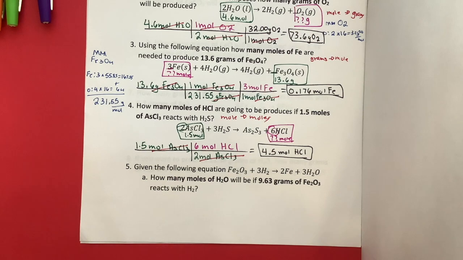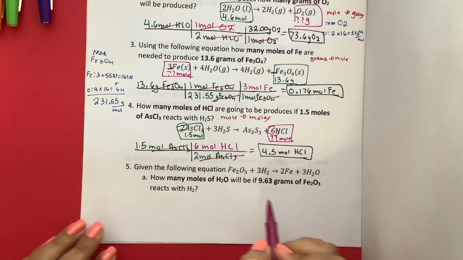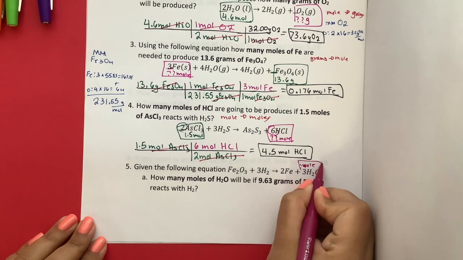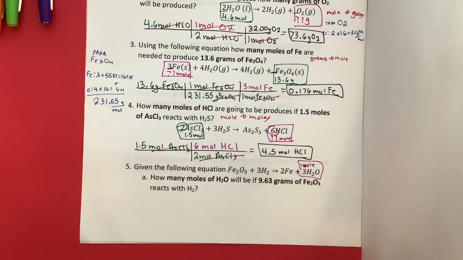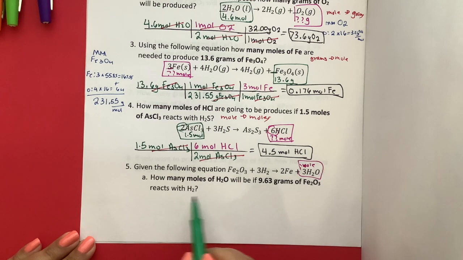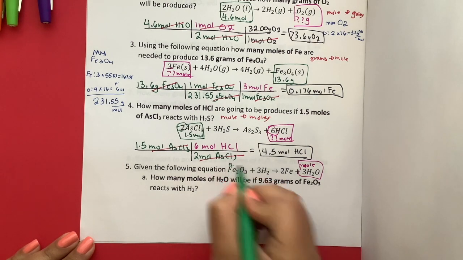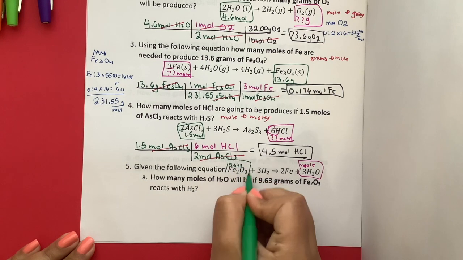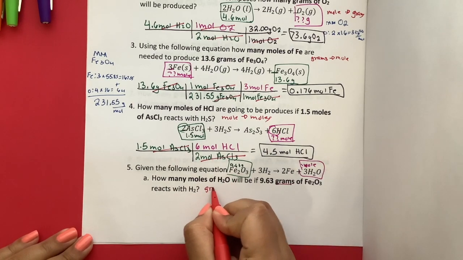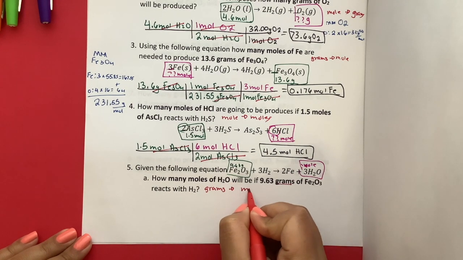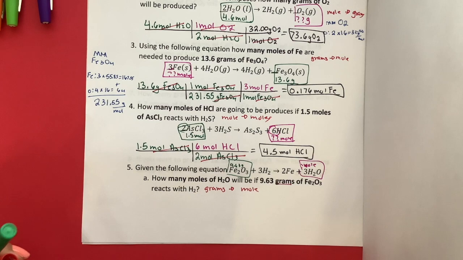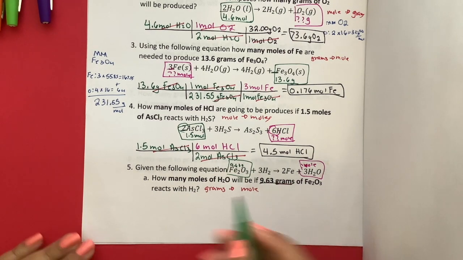Number 5, part 8 says how many moles of water will be produced if 9.63 grams of Fe2O3 react with hydrogen. So 9.63 grams. Okay, so this question is giving us information in grams and is asking us to find moles. So we're going from grams to moles. In these type of problems, remember, first we're going to use the molar mass and then the mole ratio. So first we're going to write what was given to us in the problem.